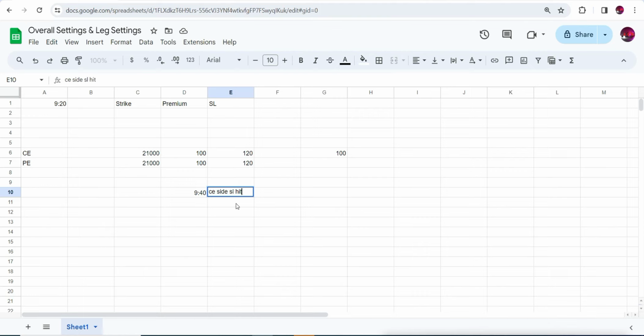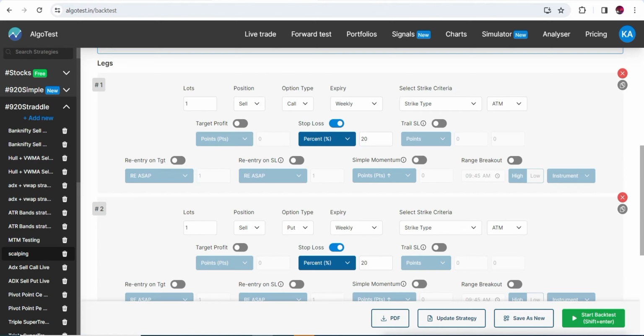Now what it does is, at 9:40 it will move the stop loss of the put option side. Put option side stop loss is 120. It will move it to its initial entry price. Its entry price is 100 rupees, so it will move it to 100. And if we have more legs, then it will move the stop loss of all the other legs to break even price, same as it does for the put side.